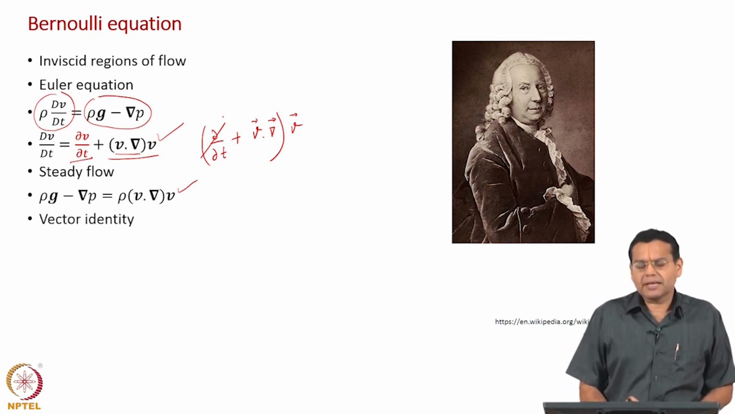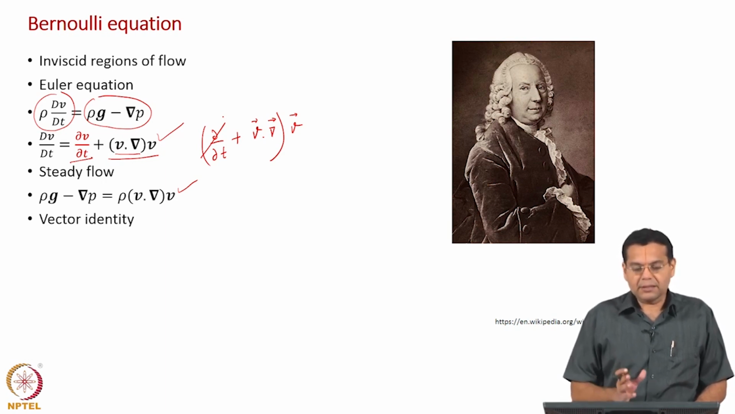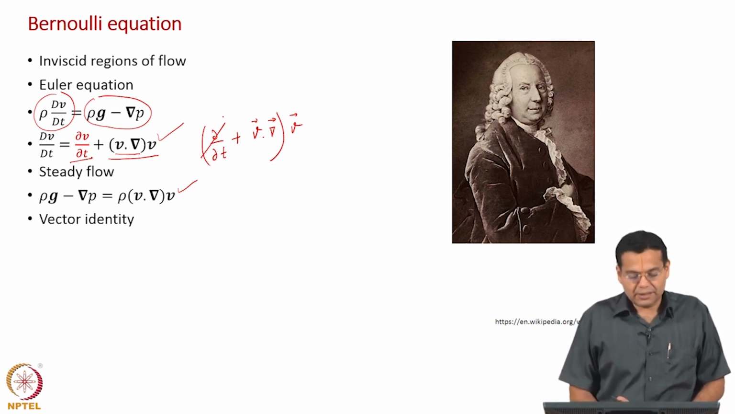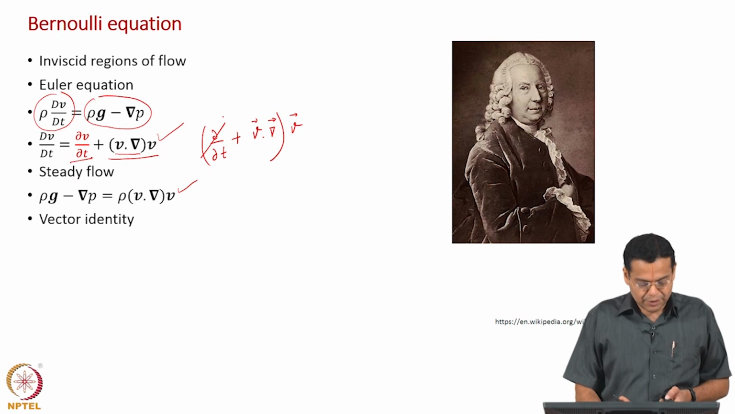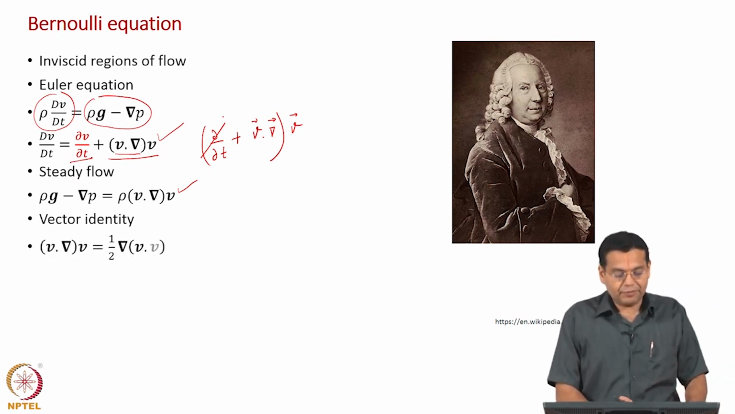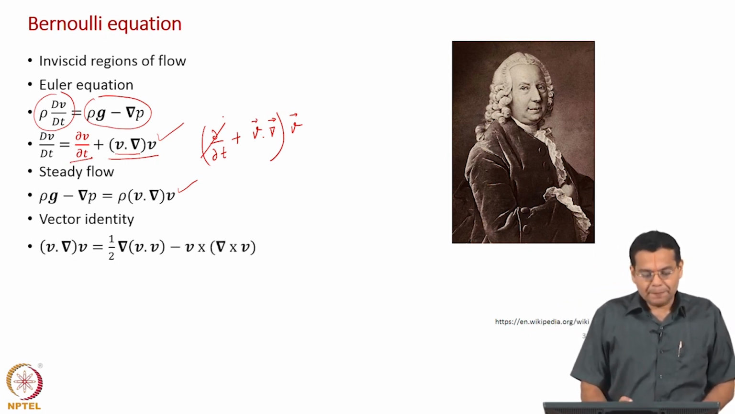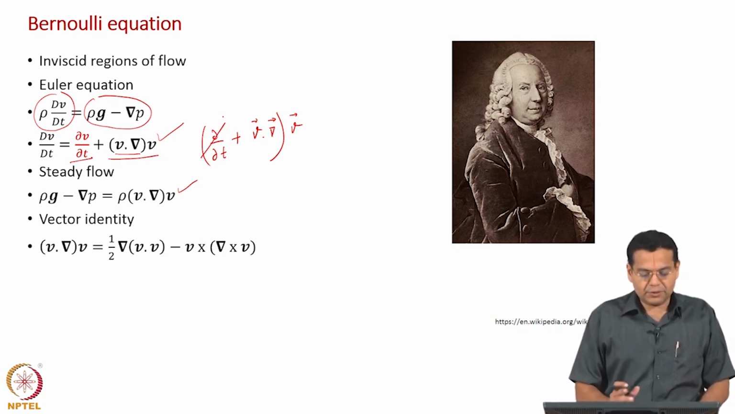Now, we will use a vector identity. What is the vector identity? You would have come across several vector identities in your vector calculus course. For example, curl of gradient of a scalar is equal to 0, that is one vector identity. Similarly, we are going to use this vector identity. We are not going to prove this, it is a little involved to prove this. Even fluid mechanics books take this relationship. So, we are also taking this relationship without proving it.